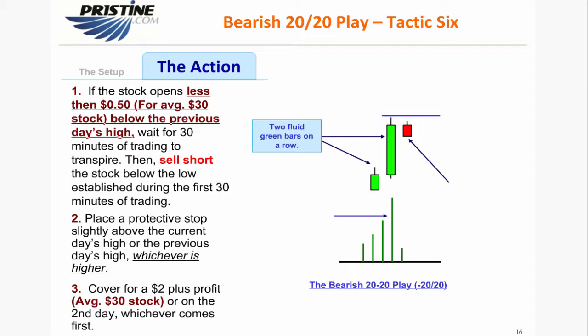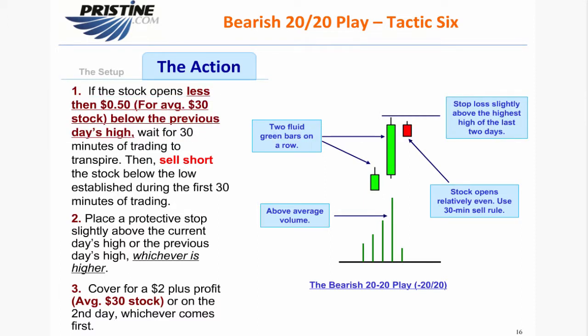So you're going to wait the first 30 minutes of trading and then look to sell it short below the low established in those first 30 minutes. If it triggers, your stop then will be placed either above the high of the day or the prior day, whichever happens to be higher. And then you have your target set at a lower point somewhere down near support.